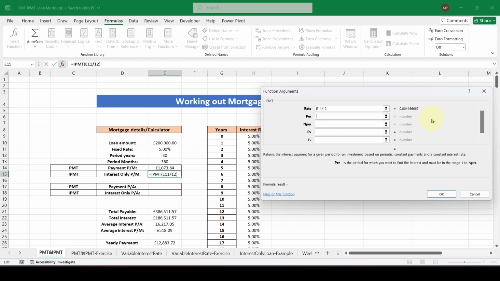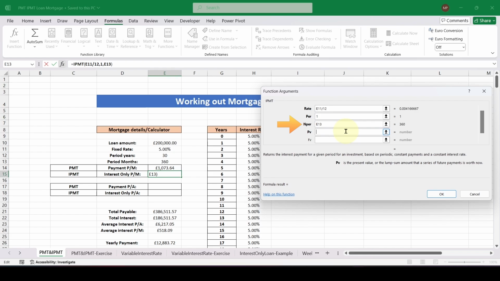When it comes to this, you will put in a 1 for the first period. But I will demonstrate this a little further in a second. Basically, we'll put a 1 in here for the first period. The number of periods is going to be 360 months. Remember, we need to keep it as months.